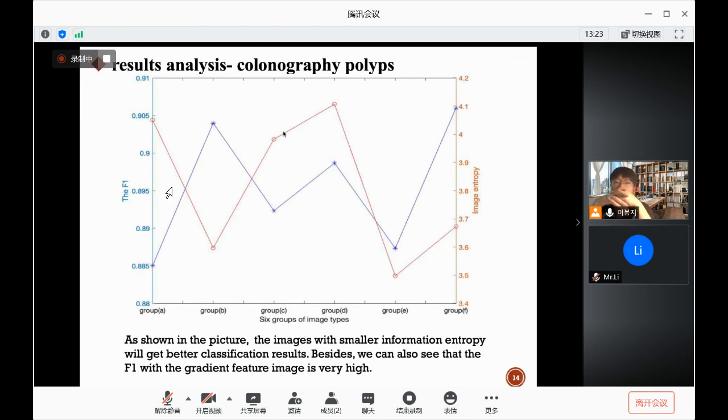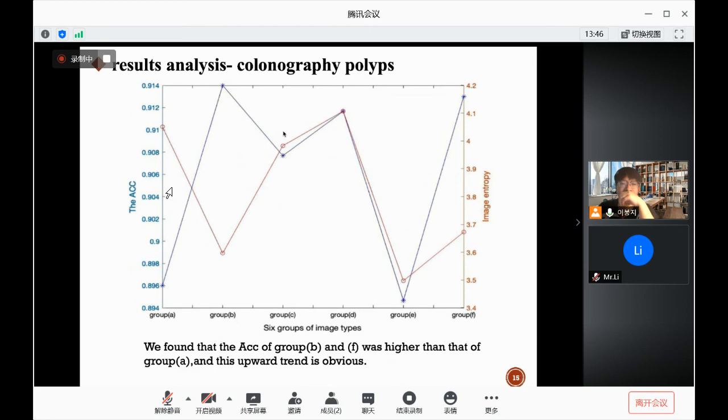As shown in the picture, the images with smaller information entropy will get better classification results. Besides, we can also see that the F1 with the gradient feature image is very high. We found that the ACC of group B and group F was higher than that of group A, and this upward trend is obvious.